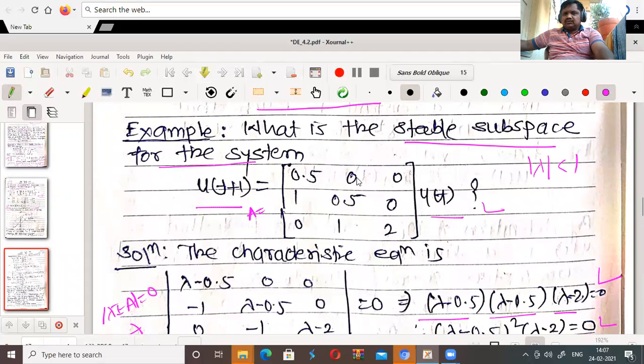0.5 minus 2, therefore we get minus 1.5. 0 minus 0, 0, 0 minus 0, 0. 1 minus 0, 1. 0.5 minus 2. Because 2I is there, 1.5 minus 1.5, 0, 0, 1, 2 minus 2, you will get 0 there.